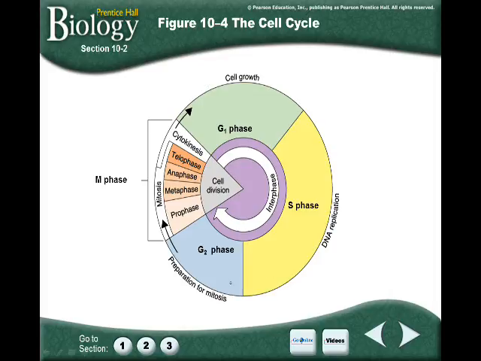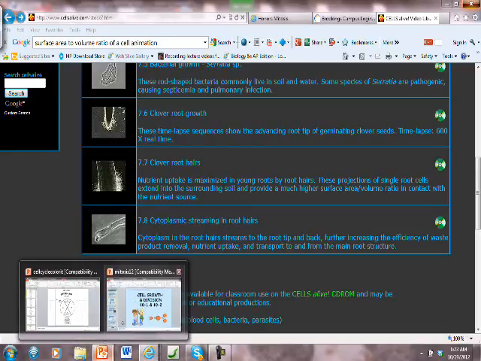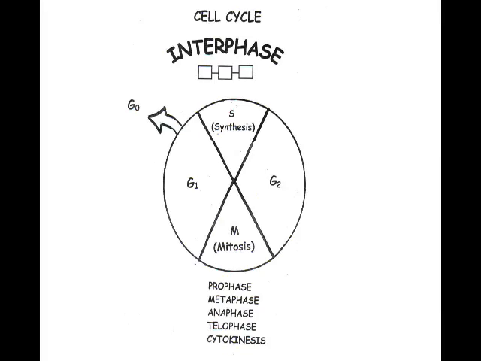And some cells go through the cycle very quickly, and some cells not so quickly. And so we're going to make a little picture here of what's happening in the different phases. So I'm going to end my show here, and I'm going to pull this picture up. You should have this now. And what we're going to do is color a little bit.